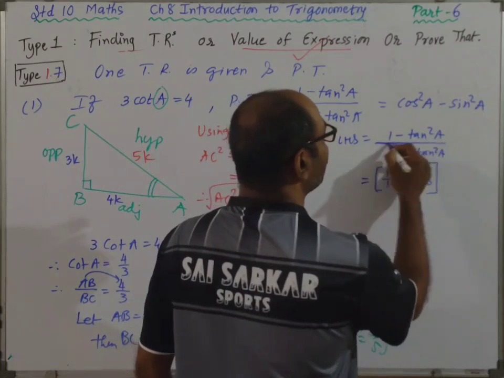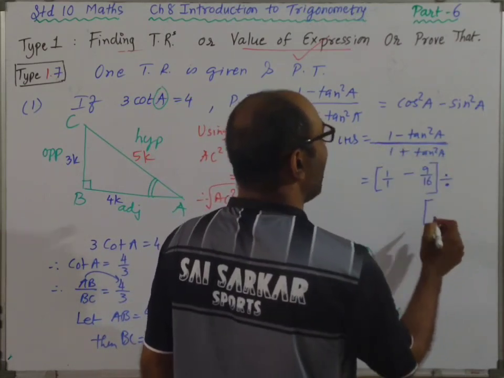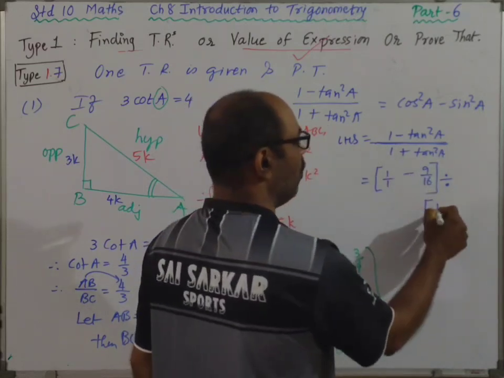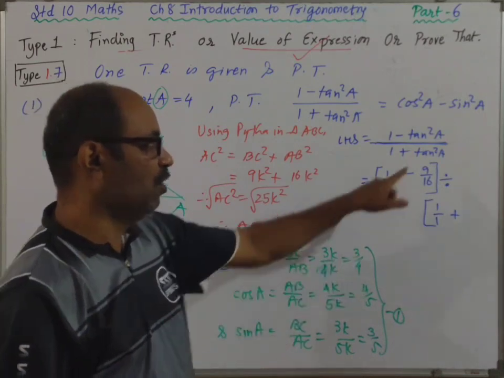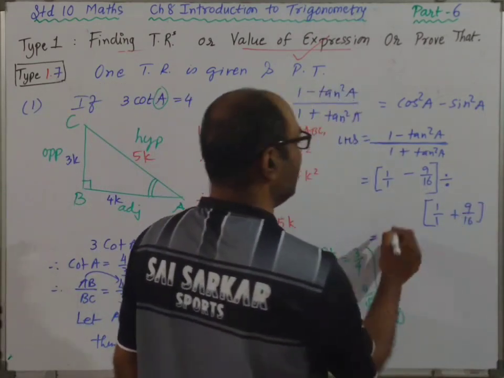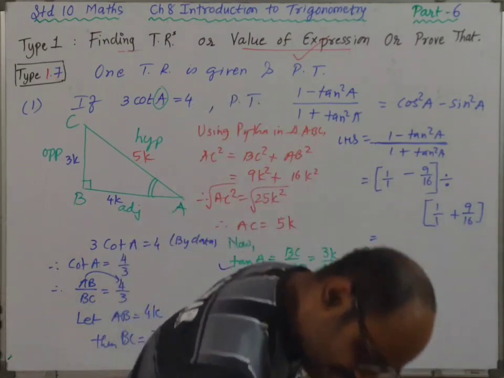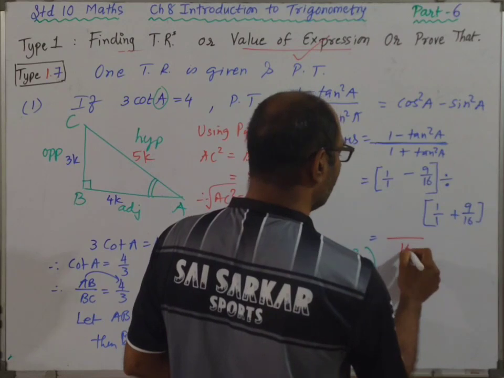Instead of writing this whole upon, I am putting a division sign. And in the next bracket, similarly, 1 upon 1 plus tan A is 3 upon 4. So tan square A will be 9 upon 16. Let's find the LCM here. Find the LCM here. Whole upon 16.